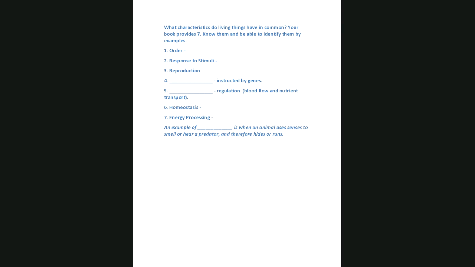All right, let's move to characteristics of living things. So your book provides several examples of characteristics that all living things share. So let's go over these together. So the first one that we have listed here is order, right? All living things are going to have a certain amount of order. For example, cells that have organelles, okay? The organelles work together. They each have a special function, right, to keep the cell healthy and doing its job.